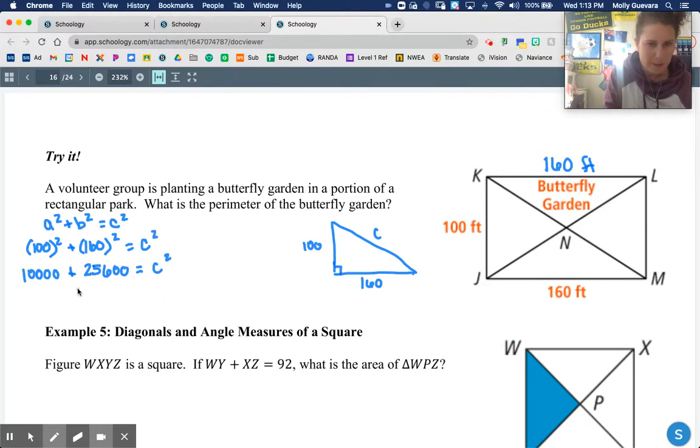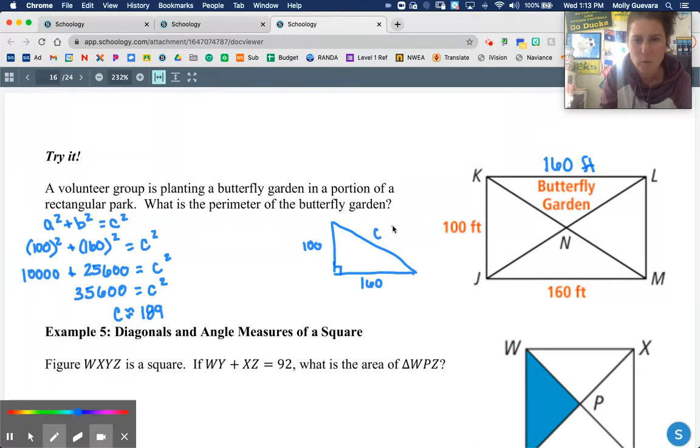So if I add these up, I'm going to get 35,600 equals C squared. Okay, take the square root, and I get C is about, and I would just round to the nearest whole number here, 188.679, so I'm going to just say 189. Okay, so this whole length from K to M is 189.